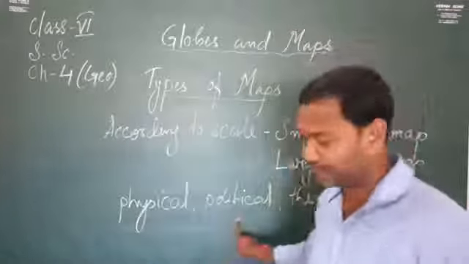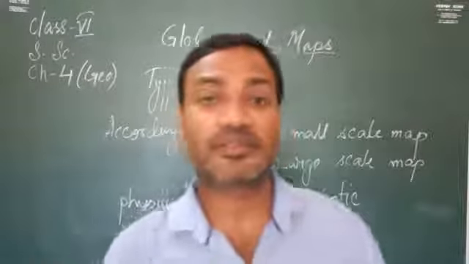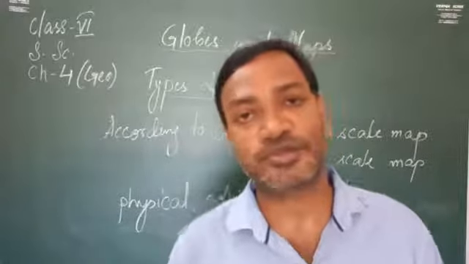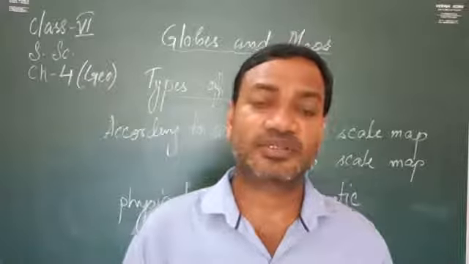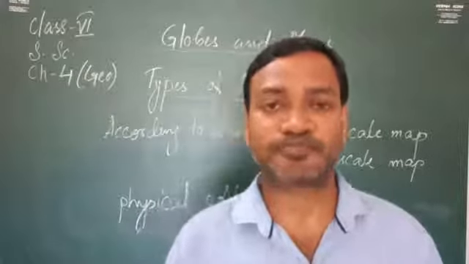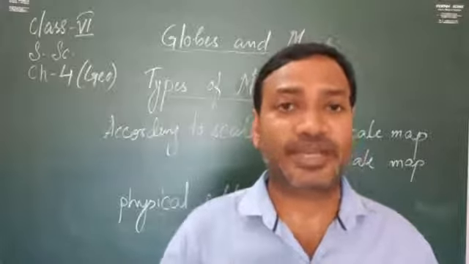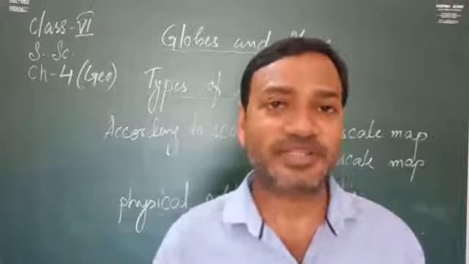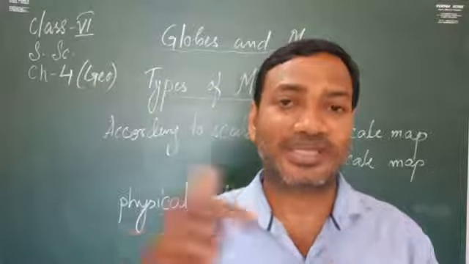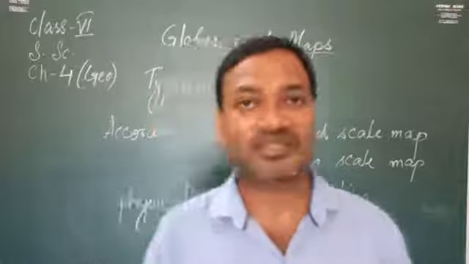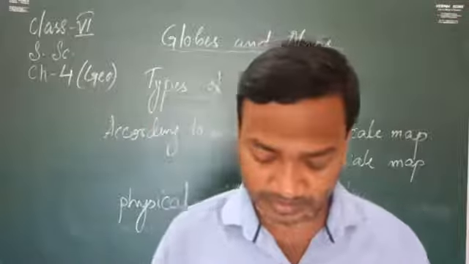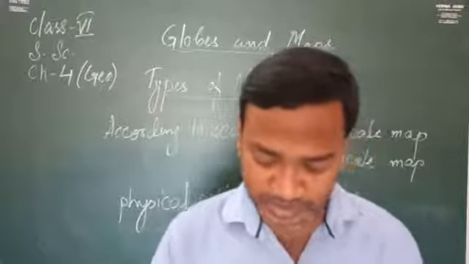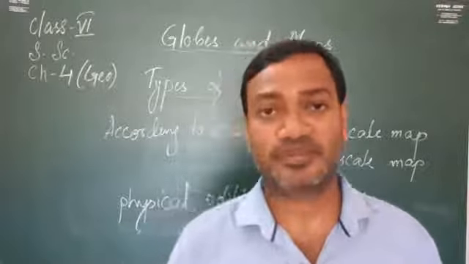Next, the political map. In a political map, what do we find? The boundaries of countries, and also the boundaries of states. Suppose our Indian map: in the political map you will find the boundary of a state, how big an area it is, and which other state is next to it. That way we can understand the boundaries of states or countries. So these maps are used as base maps.